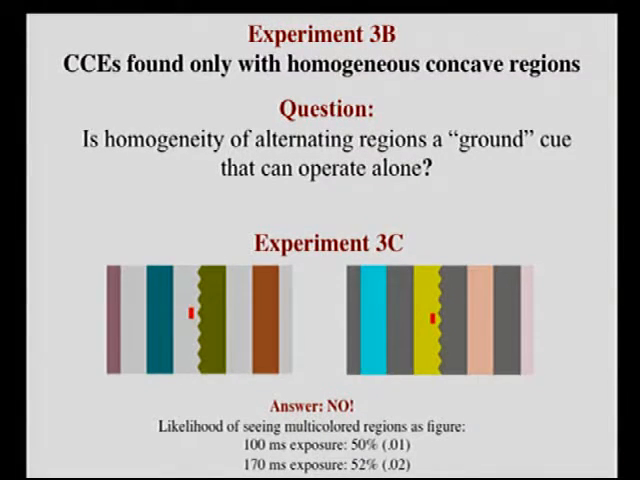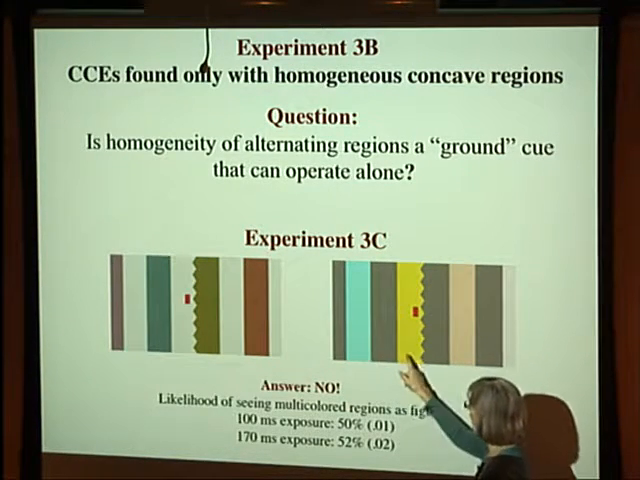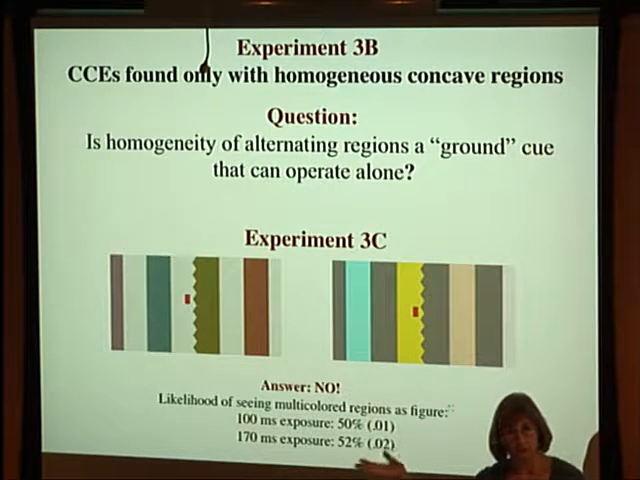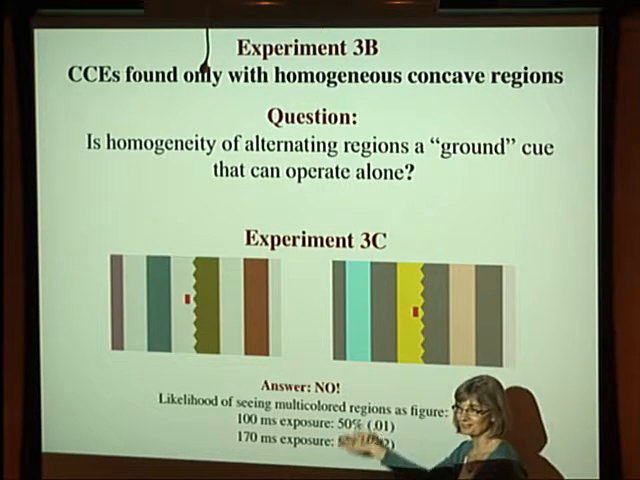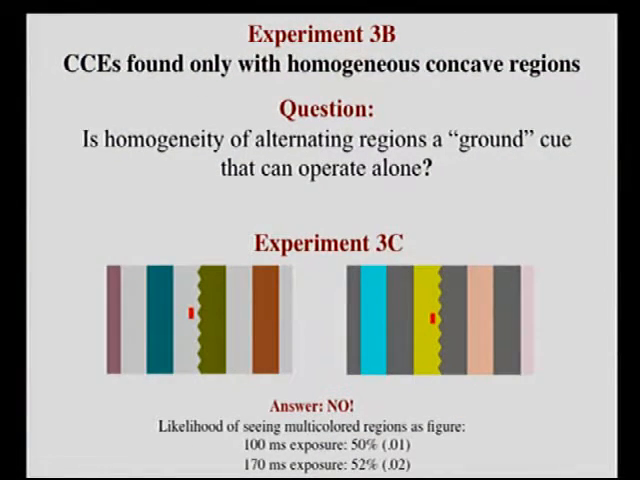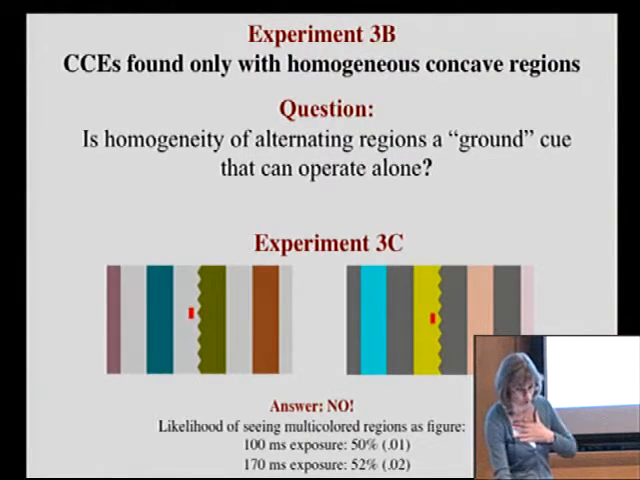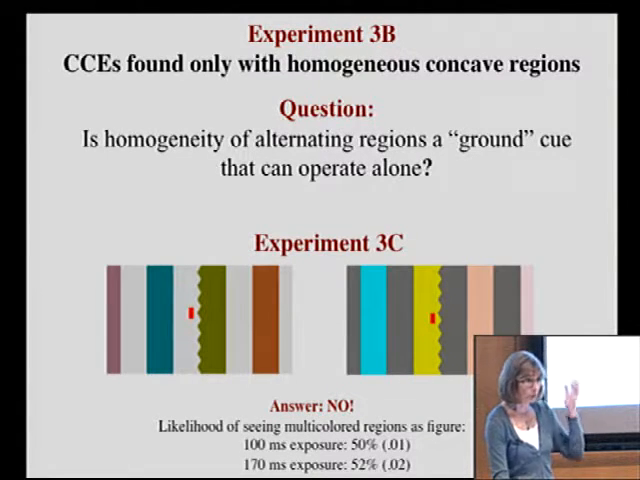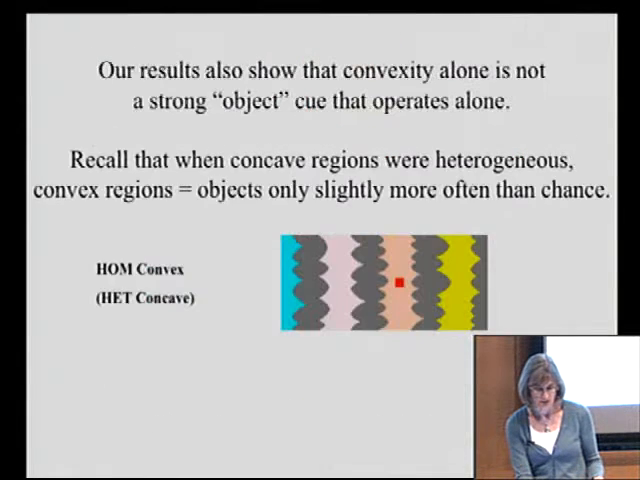So this was our 8-region condition where if there are context effects, subjects should see the multicolored regions as figure a large percentage of the time, but they're not. They're still at chance. And here there's obviously no difference from chance. So the uniformity of alternating regions alone is not a background cue, and I imagine most of you would have a hard time seeing those multicolored regions standing out. This is just a stripe pattern. That's all it is to your perceptual system. So homogeneity of alternating regions alone is not enough to give you the context effects.